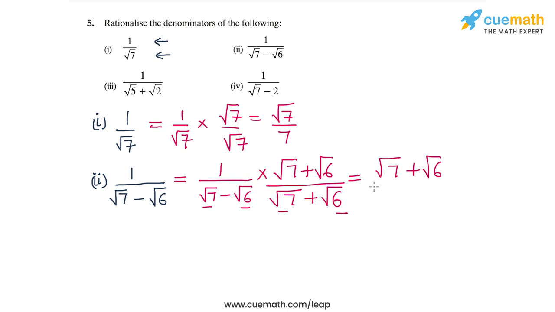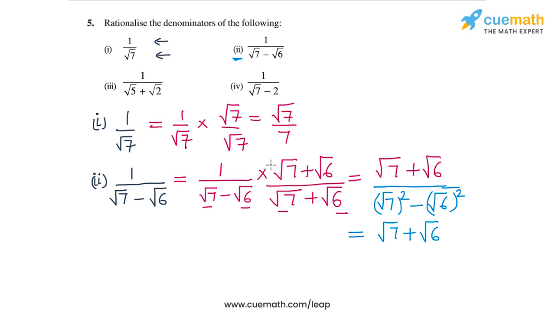So that's root 7 square minus root 6 square. So root 7 square is 7 and root 6 square is 6. 7 minus 6 is 1. So the final outcome of this is root 7 plus root 6. So this is what we get by rationalizing the denominator of the second expression.